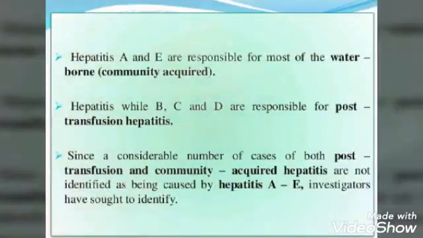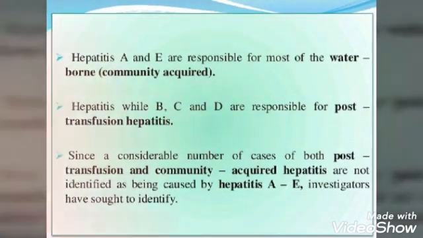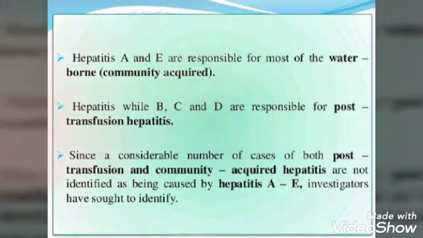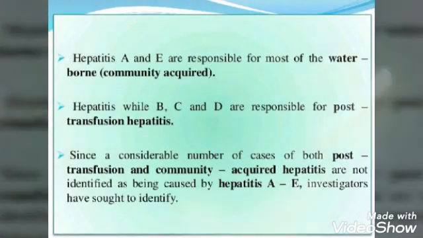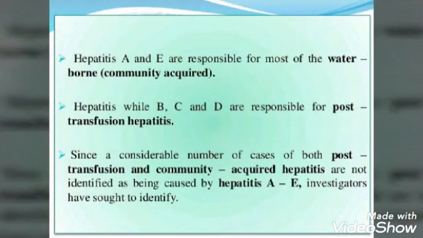Then see here, hepatitis A and E are responsible for most waterborne diseases or infections, commonly community acquired. That means whenever a person consumes dirty water or takes roadside food made with dirty water, the viruses present in that water get transferred to the human being, affect the liver and cause inflammation of the liver. Then hepatitis B, C and D are responsible for post-transfusion hepatitis.